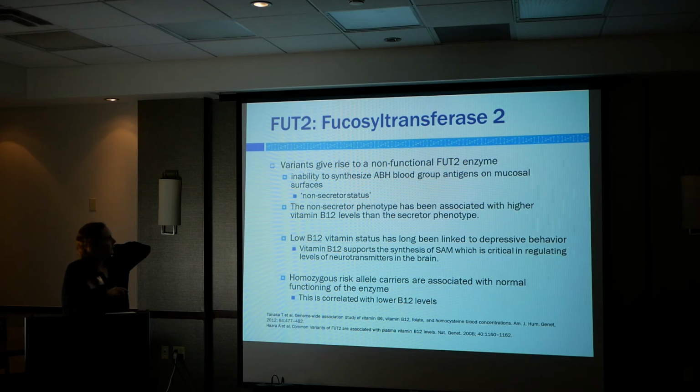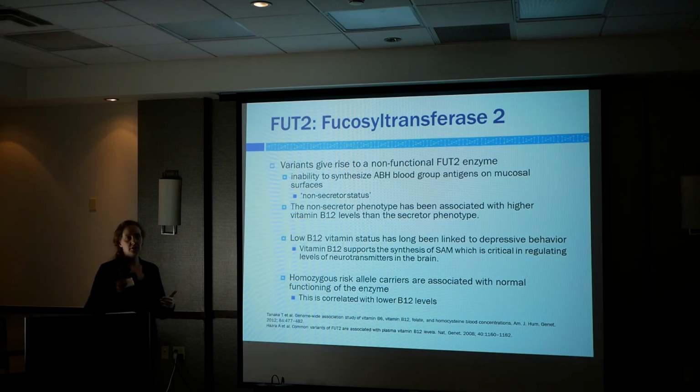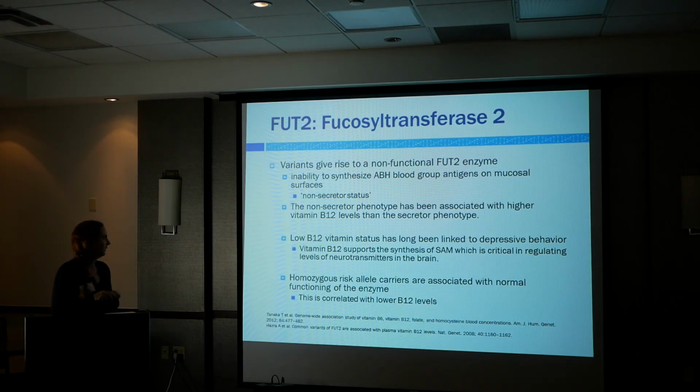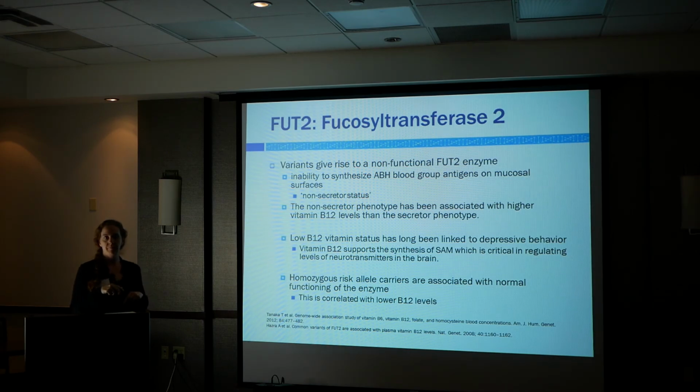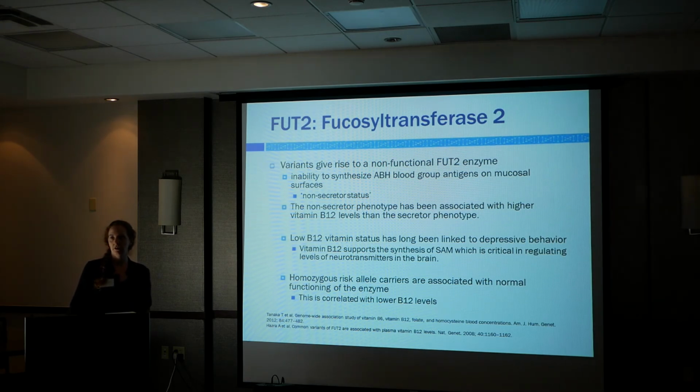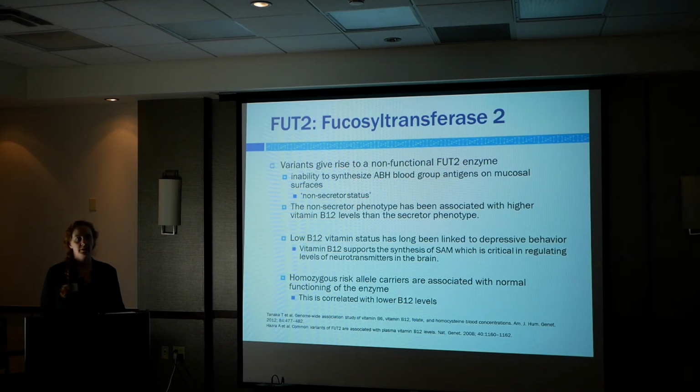So the variants can give rise to a non-functional enzyme, and then that causes an inability to secrete your blood type into your secretions, and again, that's going to affect your gut bacteria. So the non-secretor phenotype, the one that does not secrete their blood type into their secretions in their GI tract, they are associated with higher or normal B12 levels in the blood. And the secretor status, which is the bulk of people, I think it's 80% of people are secretors, they are going to be more susceptible to low B12 levels.